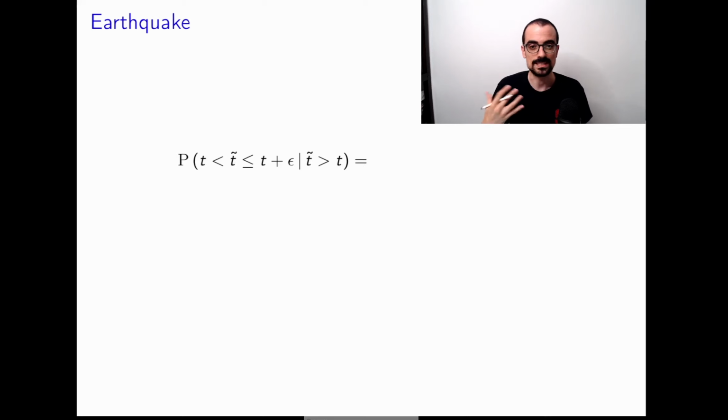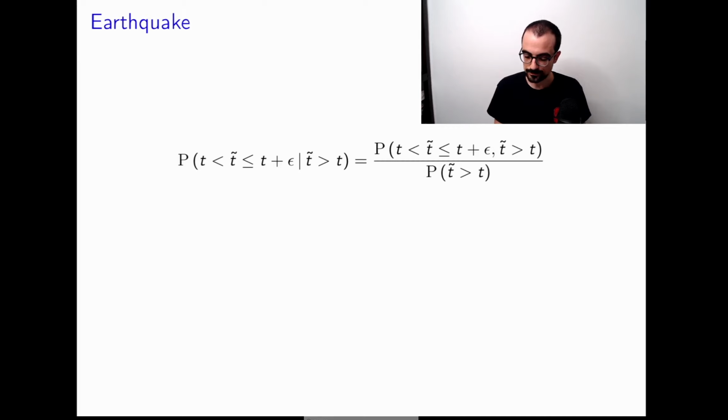Okay, so now let's see what the implications of the assumption are. If we just use the definition of conditional probability, it's equal to the probability of the intersection of these two events divided by the probability of the event that we're conditioning on. The intersection is just equal to this event, if you realize, because this event is included in this one.